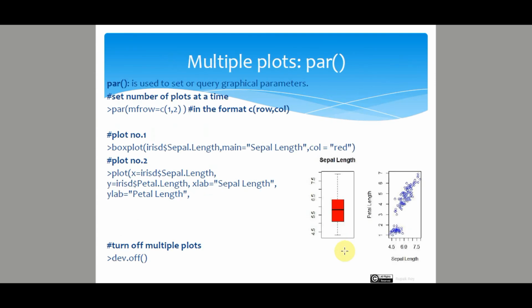Multiple plots using par. Par is used to set or query graphical parameters. To set number of plots at a time, define the mfrow in the format row and column inside the par function. Here we have one row with two columns. Plot number 2 graph will observe both the graphs are in the same plot. Use dev.off to turn off the multiple plots feature.